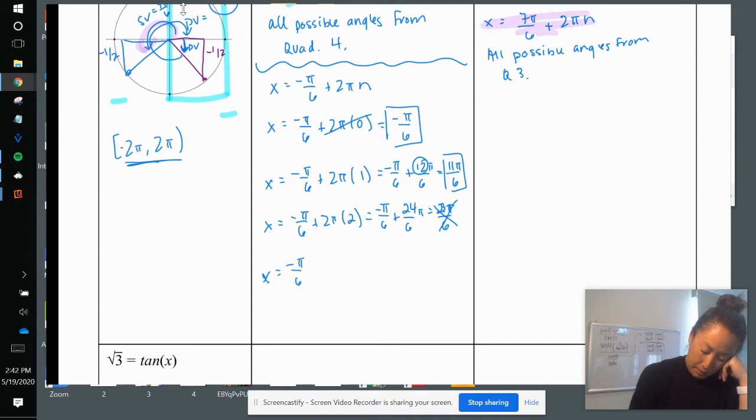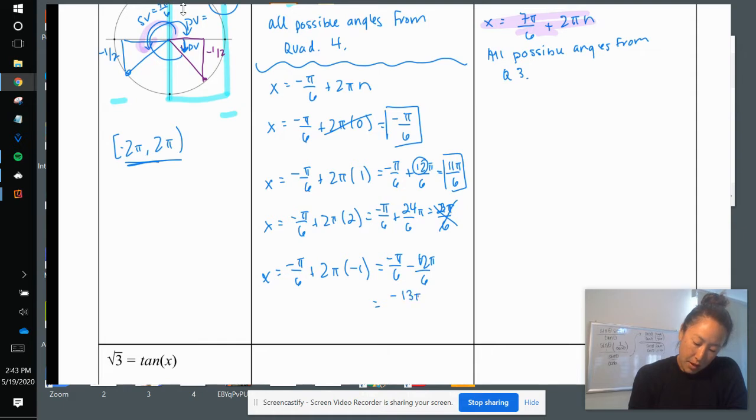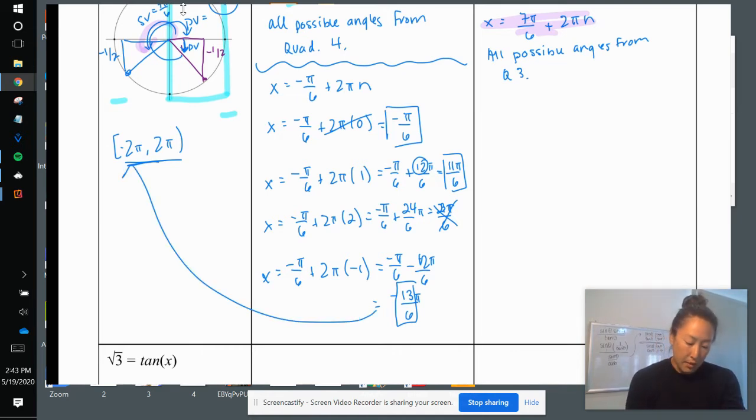Negative pi over 6 plus 2 pi minus a rotation. So we're going to multiply by negative 1. I get negative pi over 6 minus 12 pi over 6, giving me negative 13 pi over 6. 13 over 6 is greater than 2, so I am not within the first negative rotation of my graph. So that one does not work.